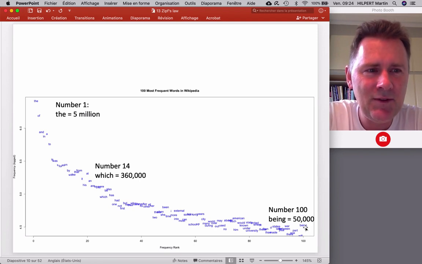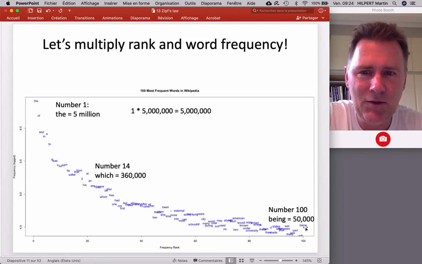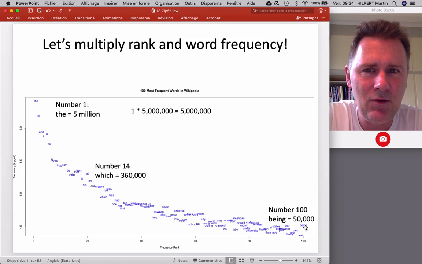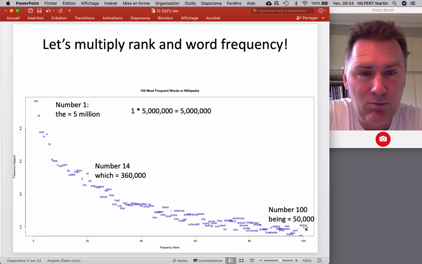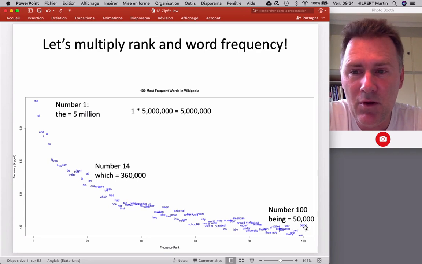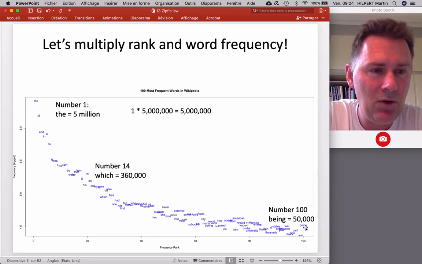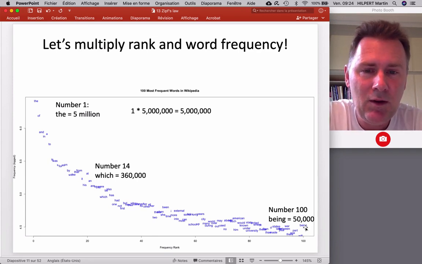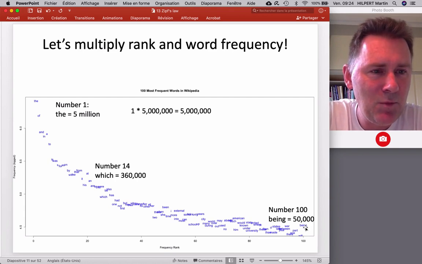Well, here's the kicker. If you multiply the rank and the word frequency, so there you would multiply 5 million times 1, because it is the most frequent word, you get a value, 5 million, okay?